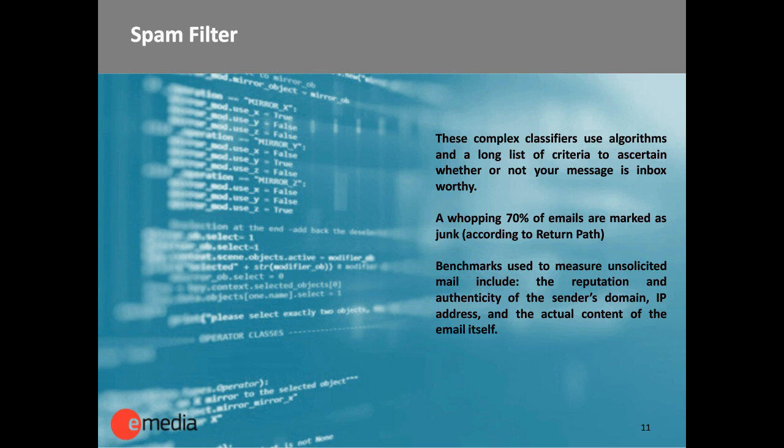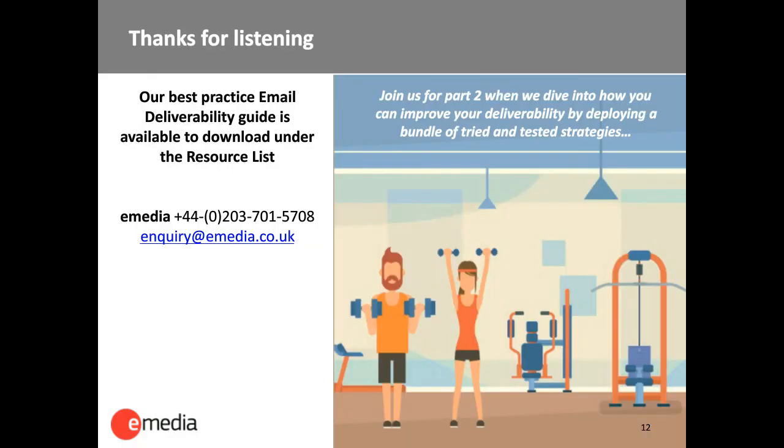Before we all go off and have a big spam filter group hug, I think this is probably a good place for us to stop, to be honest. Next time we're going to get into how you can improve your deliverability by deploying a bundle of tried and tested strategies. Any heads up on maybe what that's going to include next time? Afraid you're going to have to wait for part 2.